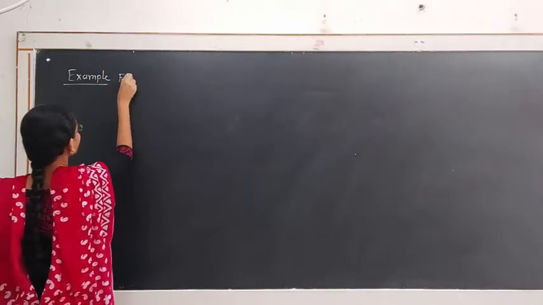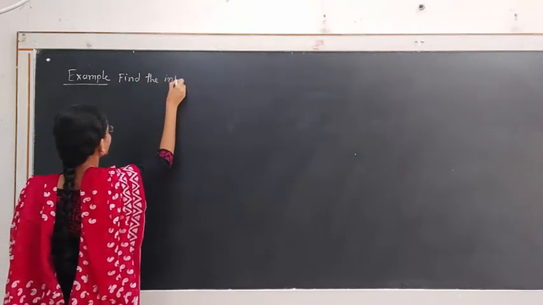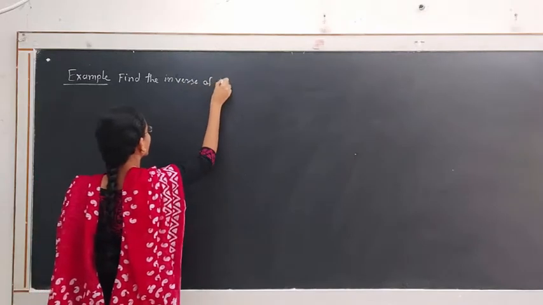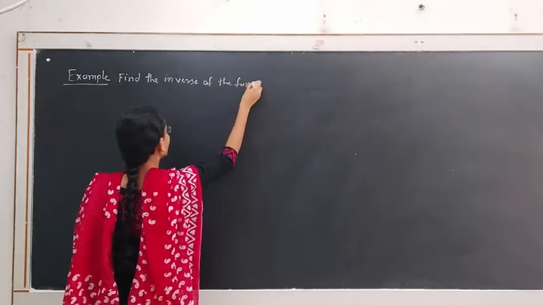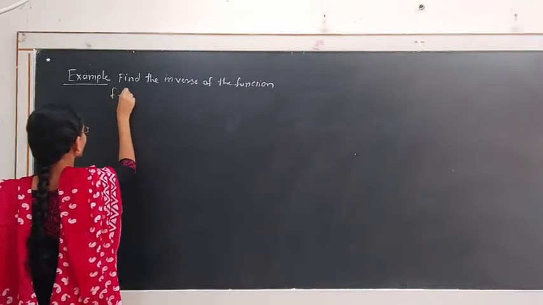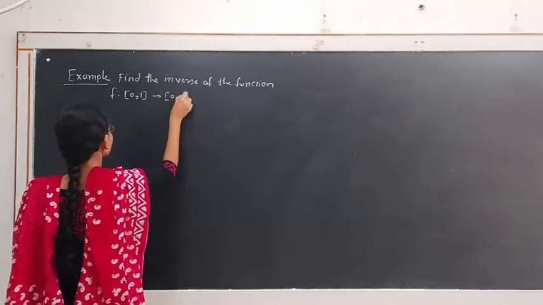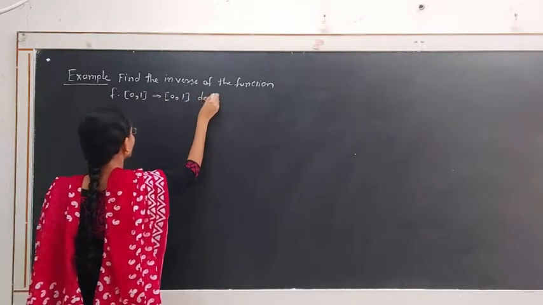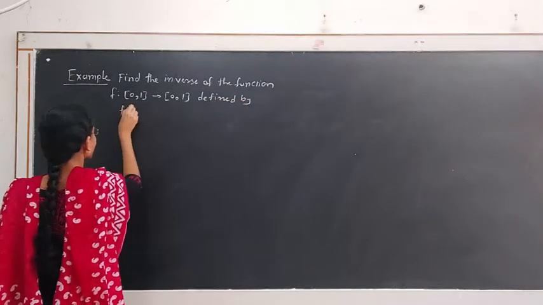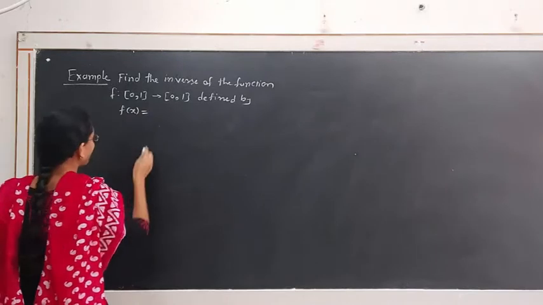Find the inverse of the function f from closed interval [0, 1] to closed interval [0, 1] defined by f of x is equal to (1 minus x) upon (1 plus x).